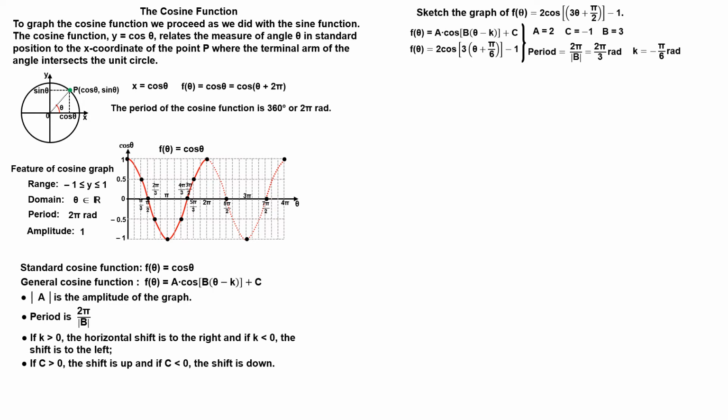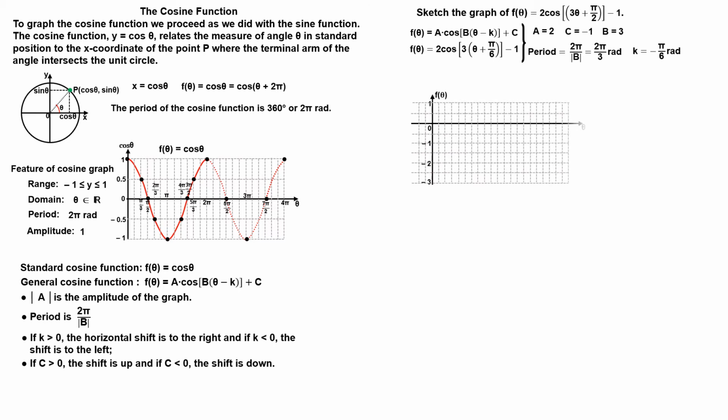Draw the Cartesian plane. The distance between the midline and the x-axis is the vertical translation. c equals minus 1, so we draw the midline. The amplitude is 2 units, so the maximum value is 1 and the minimum value is minus 3.